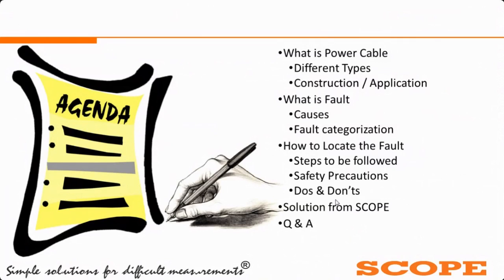This is our agenda. First we will see what a power cable is, its different types, construction and applications. Then we will see the different causes of faults occurring in the cable, and the different types of faults in the cable. According to those types, we will see step by step how to locate faults in the cable. Then we will see the exact solution that Scope is offering.